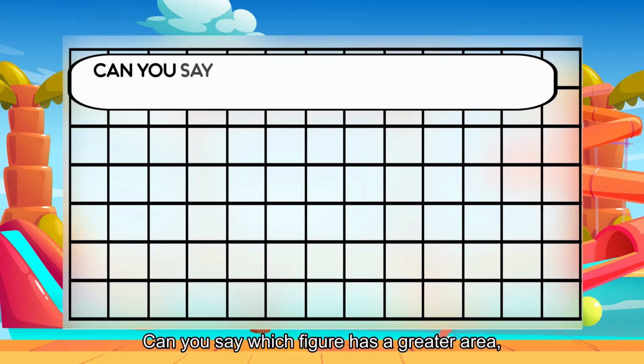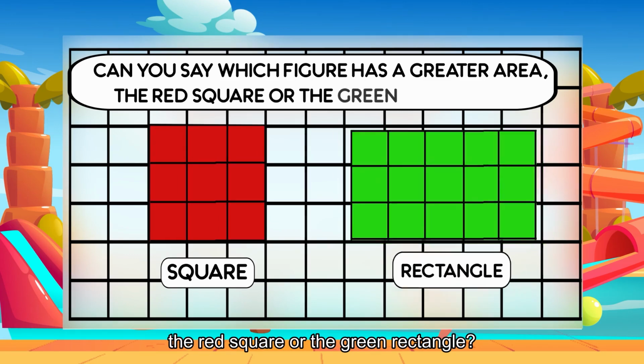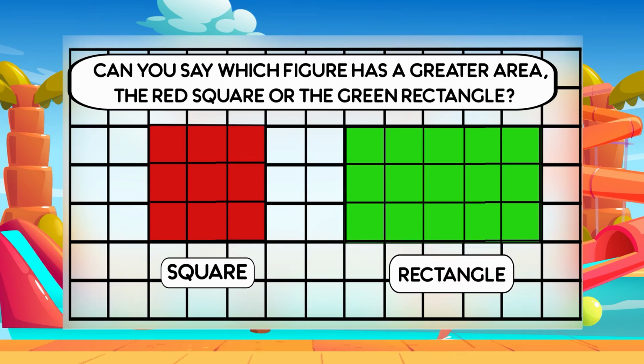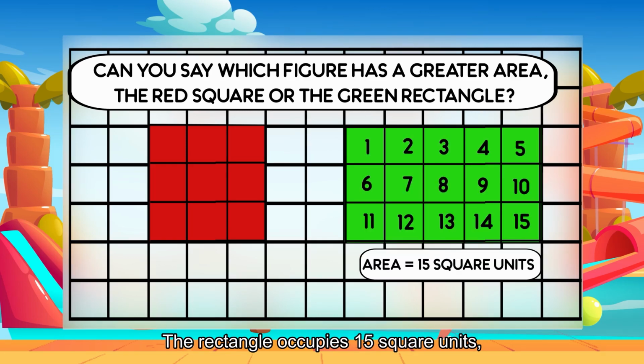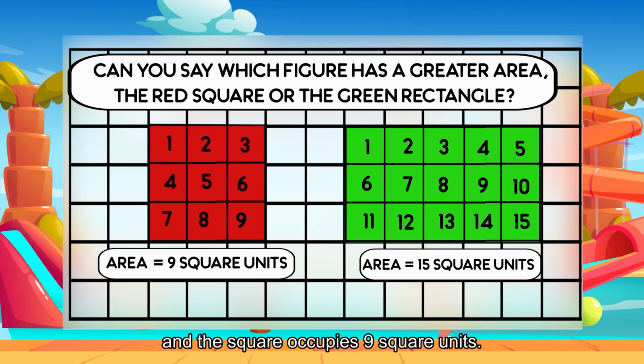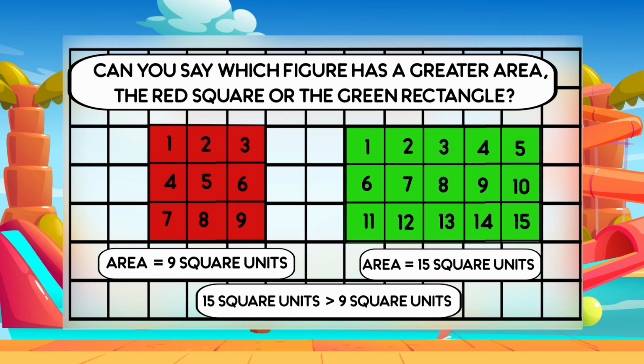Can you say which figure has a greater area? The red square or the green rectangle? The rectangle occupies 15 square units, and the square occupies 9 square units. The area of the rectangle is greater than the square.